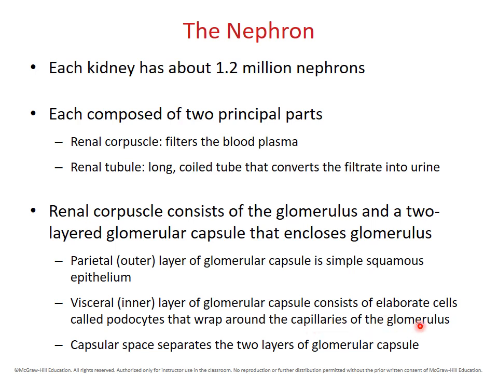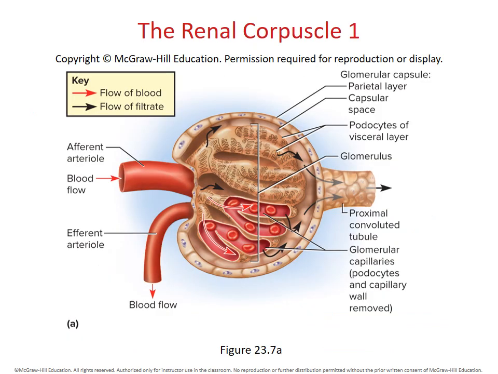So the entire glomerulus is completely covered with the podocytes of this visceral layer of the glomerular capsule. In between the two layers, I said there was a hollow space, and this is referred to as the capsular space. And generally what happens here is that the fluid, the material that's filtered out of the blood, called the filtrate, accumulates in this space between the parietal layer and the visceral layer.